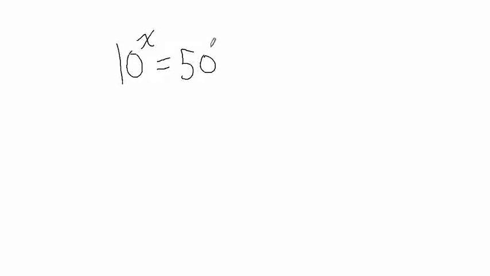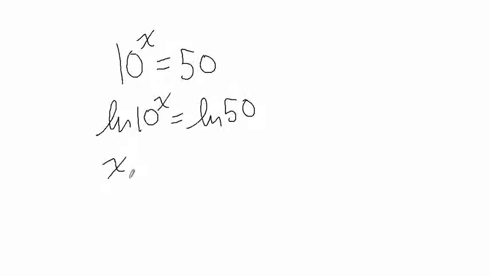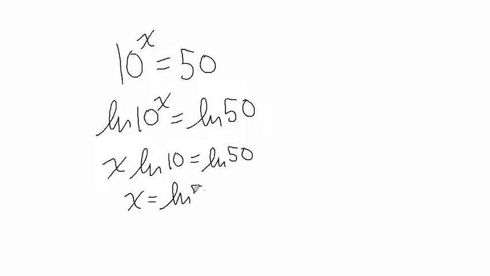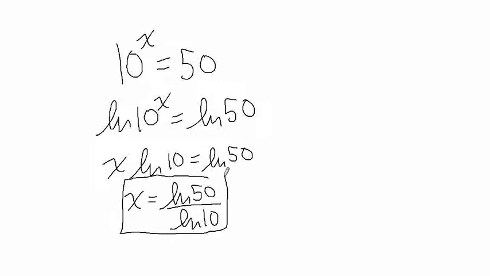So what I would suggest, instead of trying to go down that route, is simply take the logarithm to any base of both sides. So for example, natural log of both sides gives, on the left side, it simplifies to x times the natural log of 10. And so x in this case is the natural log of 50 divided by the natural log of 10. Notice how we were able to solve a difficult exponential equation using logarithms.